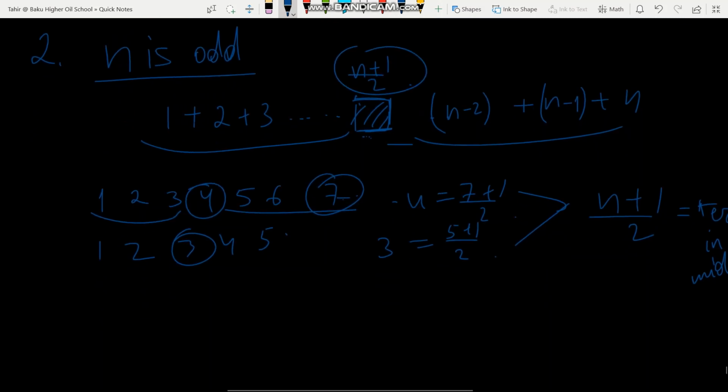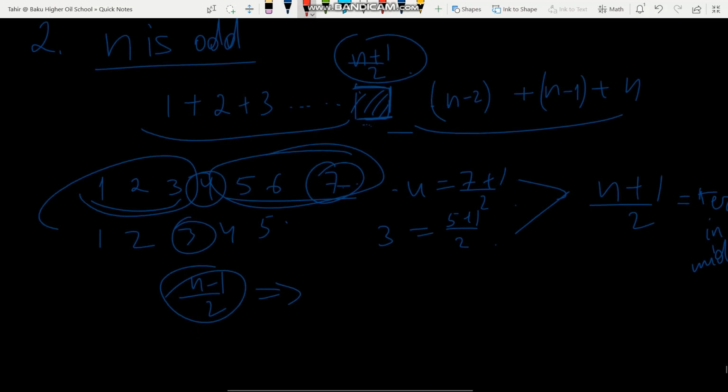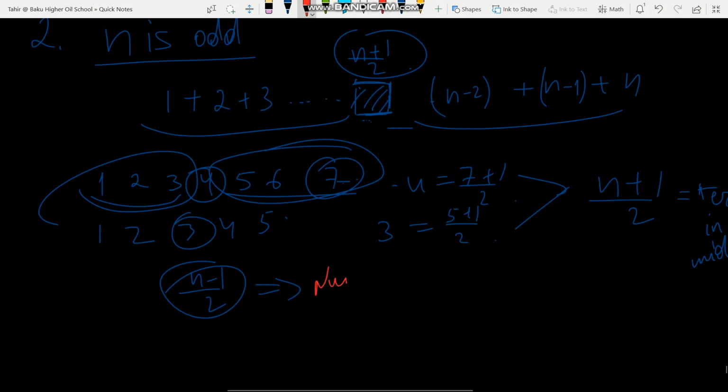The procedure will be almost the same. For the number of pairs, we make pairs with the terms on the left-hand side of the middle term and the right-hand side of the middle term. And we will get n minus 1 divided by 2 as the number of pairs. Let's change the color to make it clearer. Number of pairs.